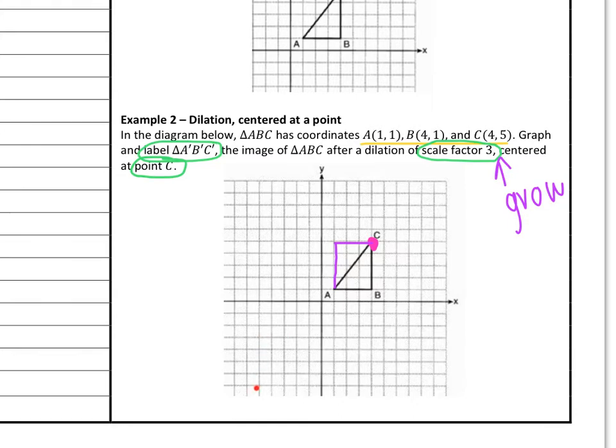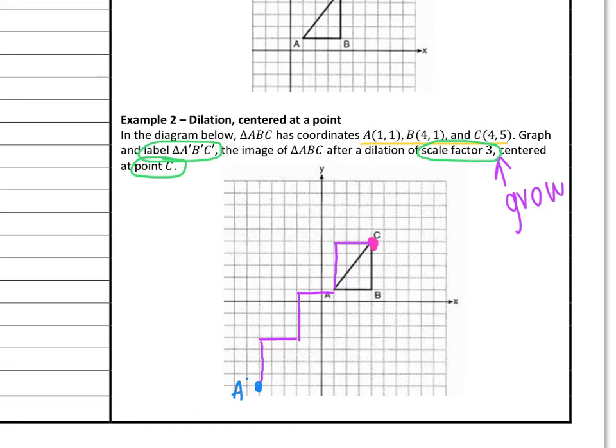Left 3, down 4. But this time I actually need to use it with my pen. So I'm going to go left 3, 1, 2, 3, down 1, 2, 3, 4. Now again, that would just be doubling it, so I'm going to do it one more time to triple it. 1, 2, 3, down 1, 2, 3, 4. So this is where, I'll make it blue this time, that's where my new point A prime is going to be. So let's go over and do B.